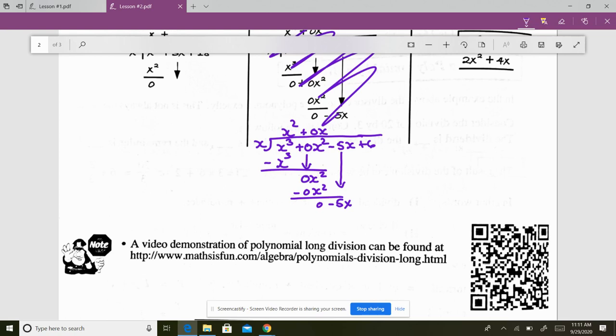You're going to bring that down. And you go, okay, what do I multiply x by to get negative 5x? Negative 5. Right? So this is negative 5. And you go negative 5 times x, negative 5x. Now, if you're subtracting these, that sign flips, and so it's negative 5 plus 5, which is nothing. Bring down the 6. Can I multiply x by anything to get 6? No. So 6 is your remainder.